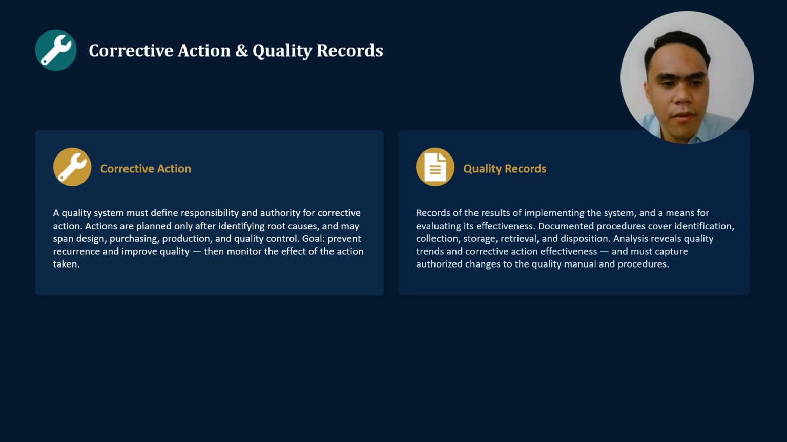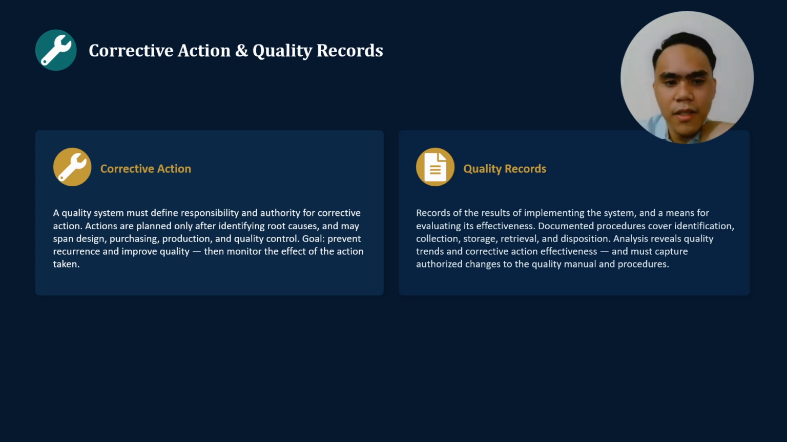So quality records are records that indicate the results of implementing the system and provide an objective means for evaluating its effectiveness. An organization is required to establish and maintain documented procedures for the identification, collection, storage, retrieval, and disposition of these records. The full cycle of a record is not just its creation. Analysis of quality records can help identify trends and improvements, not just compliance.